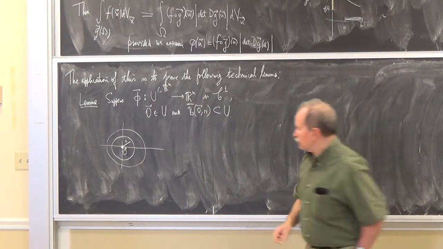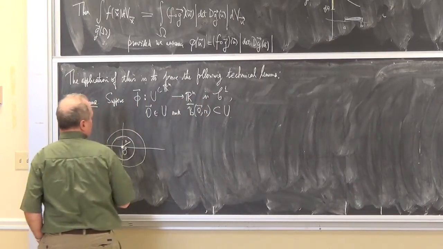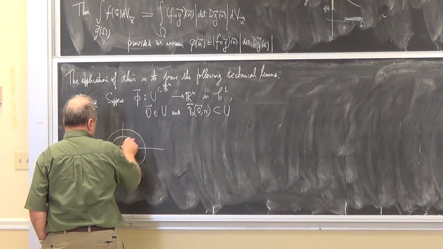Did you have to write 0 is an element of U when saying the ball? Yeah, I'm just specifying. Okay.